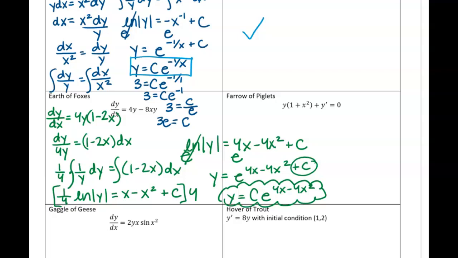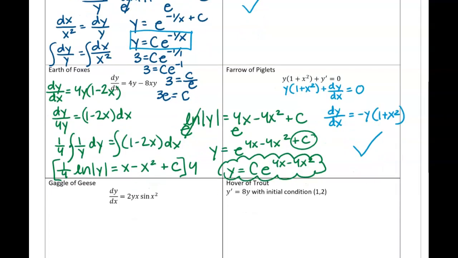Okay, so I'm just going to start this next one for you, partly because I'm out of space and partly because you guys can do it. But start by thinking y times 1 plus x squared plus dy dx equals 0. And then if you subtract y times 1 minus x squared, we get dy dx equals negative y times 1 plus x squared. And you can totally do the rest of it. You can check the key.